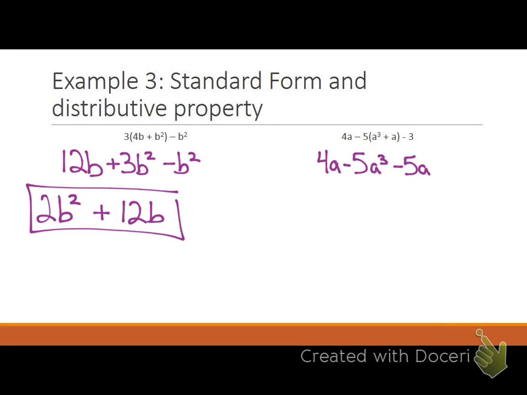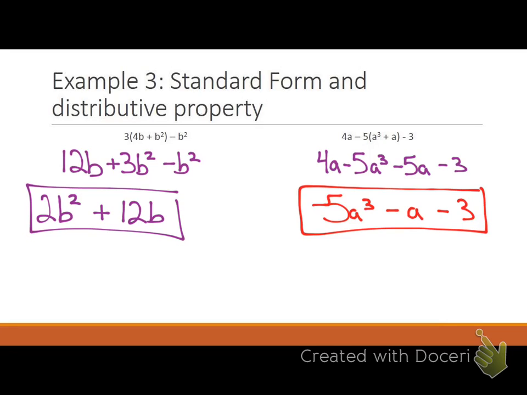And now, is there anything I can combine? Any like terms that I can combine? What can I combine? My a's. 4a minus 5a is negative a. And if you said negative 1a, that's fine. Okay, you don't need it, it's understood, but you can write it.